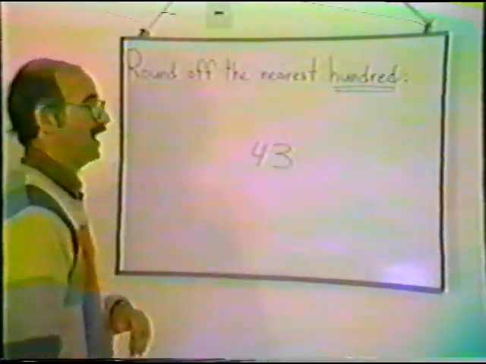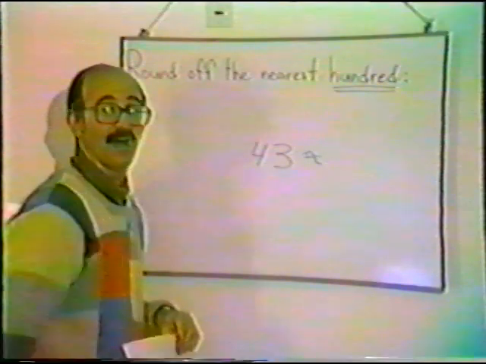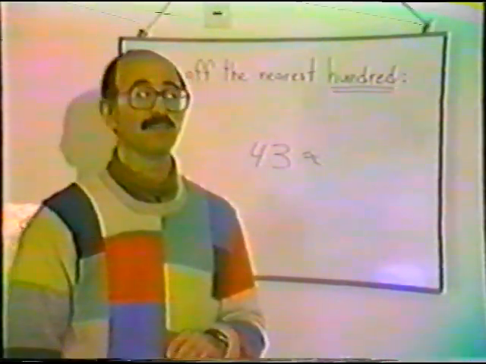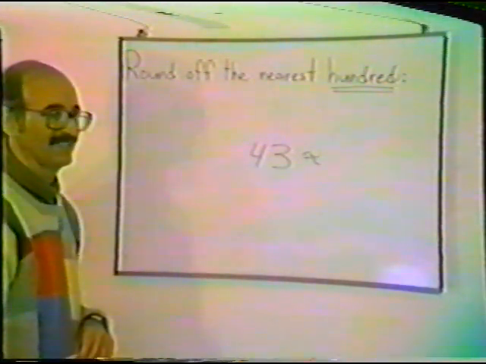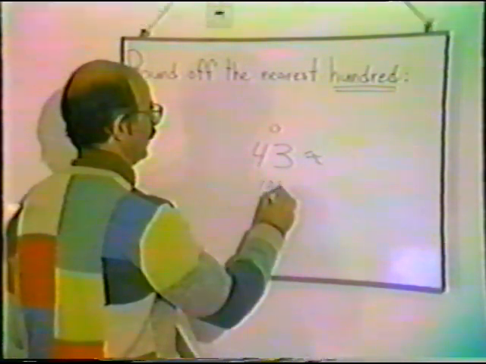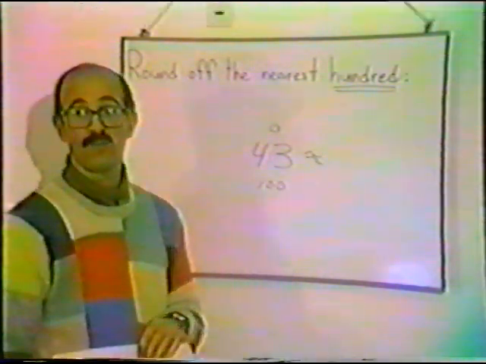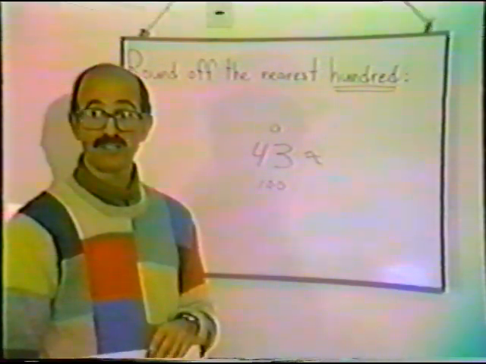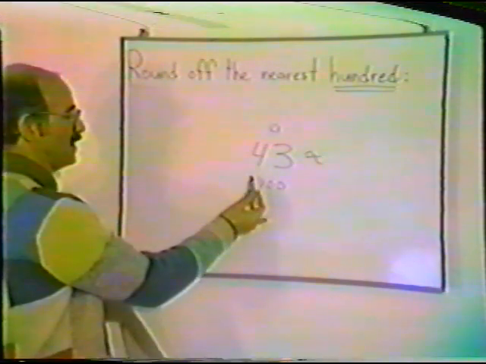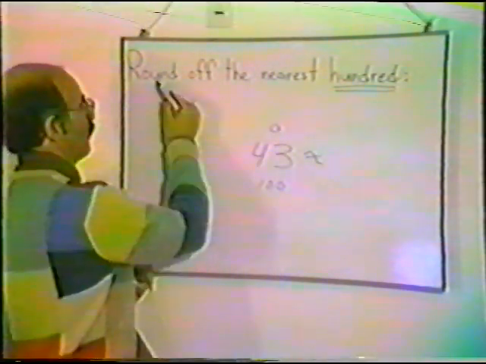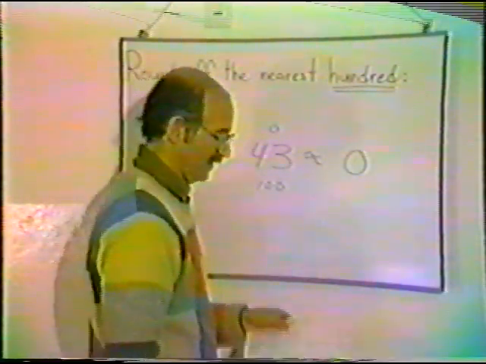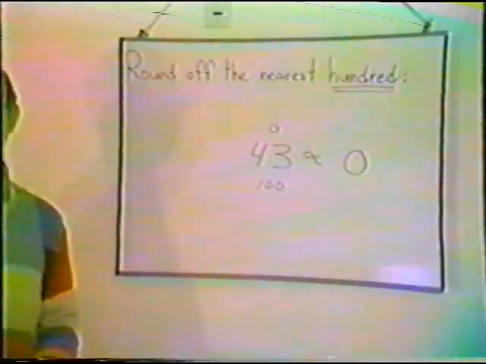43. Counting by hundreds, what two numbers is that in between? 0 and 100. Yes. Between 0 and 100. And which is it closer to? 0. Yes, it is. So strange as it may seem, 43 rounded off to the nearest hundred is? 0. The answer is 0.